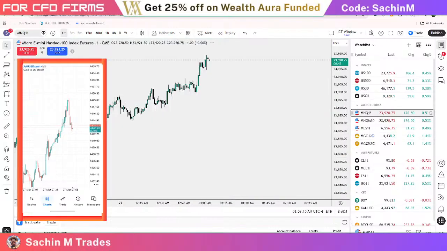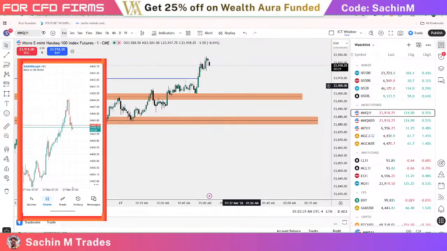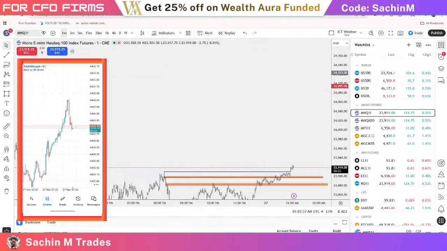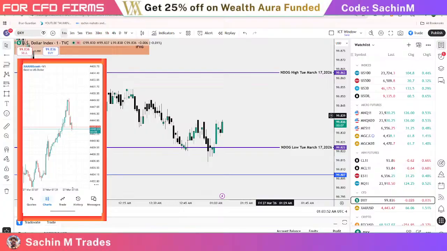Let's look at MNQ. MNQ cleared this high. And now the market needs to come back to either this fair value gap or this fair value gap to clear the buy side liquidity, which, let me show you, is here. Let's look at the dollar index. The dollar index is coming down.